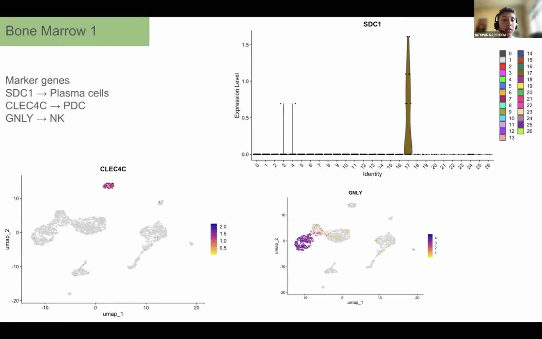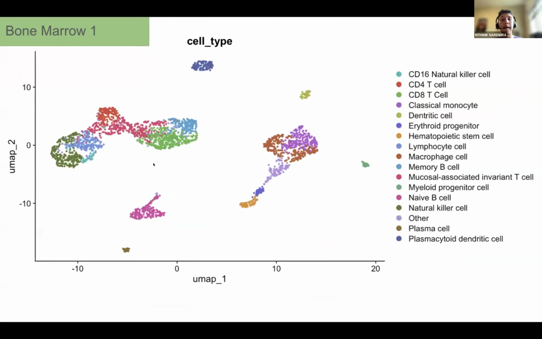Moving on to how I did marker genes. I looked at an online atlas like many of the previous presenters. You can see, for example, I used SDC1 for plasma cells, and that has a pretty strong signature for cluster 17. GNLY has a pretty strong signature for this cluster over here, and this gene has a pretty strong signature over here, and it's tied to PDC or plasmacytoid dendritic cells. And you can see this is my clustering for bone marrow 1.